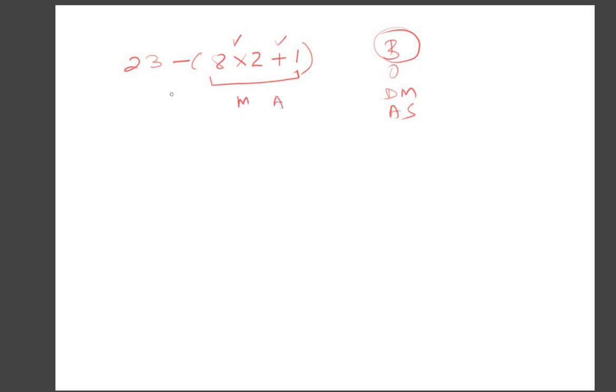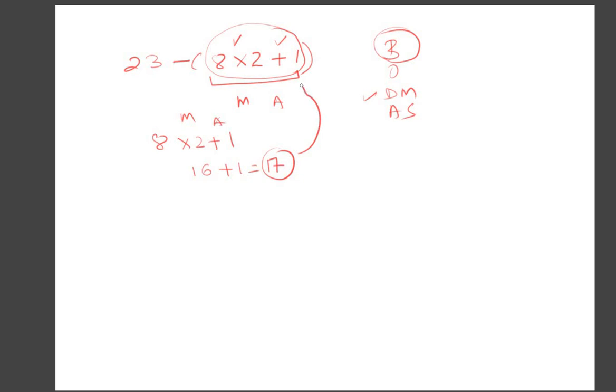Since I need to solve my bracket first, any expression within the brackets needs to be solved independently using BODMAS. And once you have reached down to the final number, you then remove the brackets. So I need to solve 8 times 2 plus 1 before doing anything with 23. So let's solve that. I know this is M and this is A. I know M takes precedence over A. So 8 times 2 is 16 plus 1 is 17.